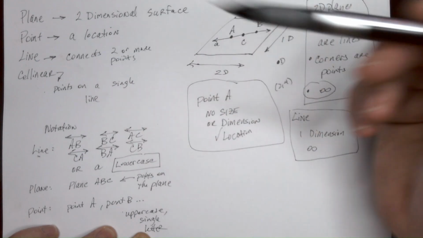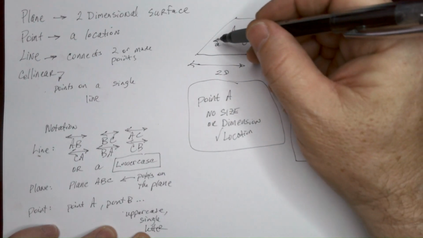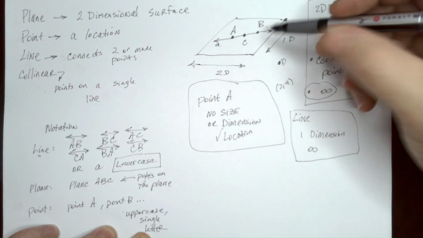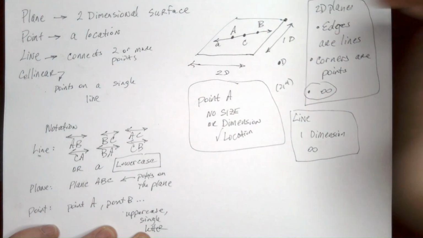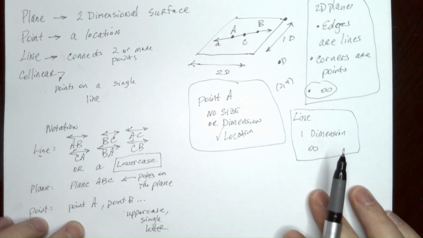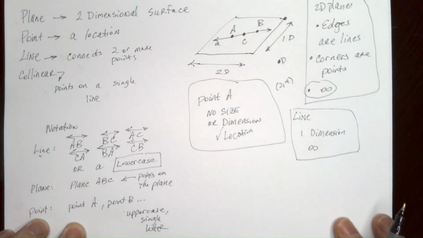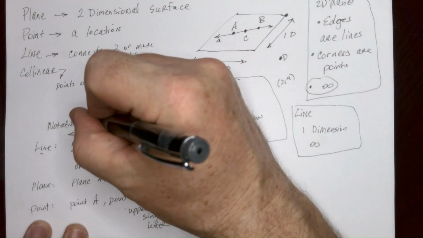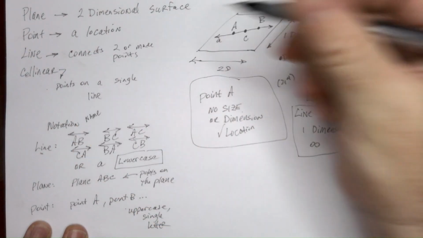Now let's talk about collinear. Collinear are points that are on the same line. Like here we have point A, C, and B, all on the same line. So those are called collinear. All right, now let's talk about notation. That's how you name them in geometry.